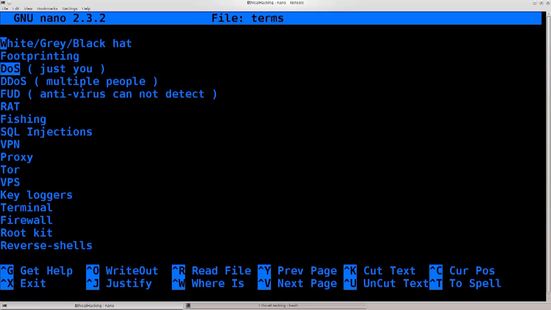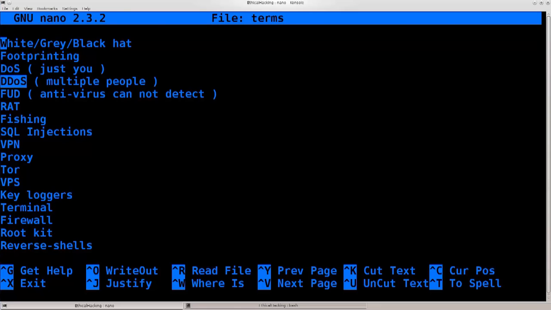But when you're DOSing something, it's just you. So all the requests, everything is coming just from your own computer. And that is not always the most efficient of ways. In fact, it generally can only work if there is a flaw in the way in which requests are processed. However, that is why you have DDoS attacks.